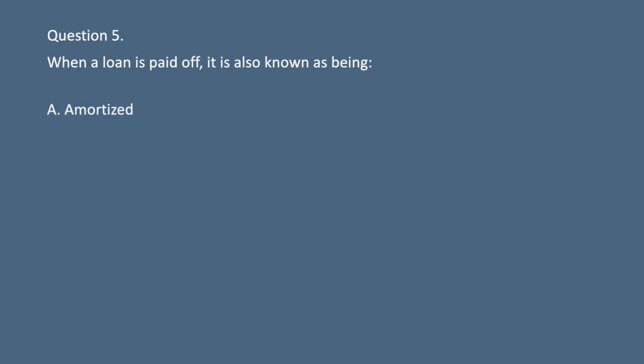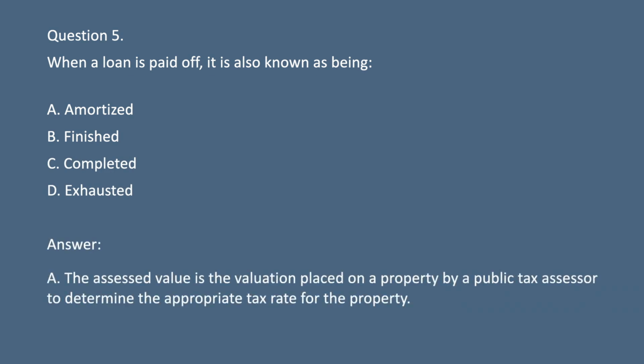Question 5. When a loan is paid off, it is also known as being A. Amortized. B. Finished. C. Completed. D. Exhausted. Answer. A. Amortized is the proper term for a loan that has been paid off.